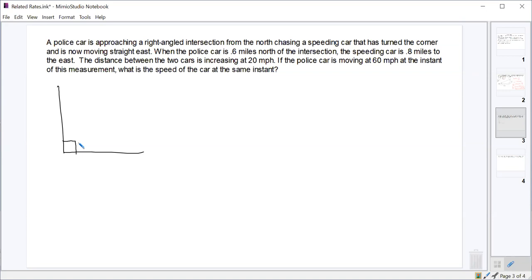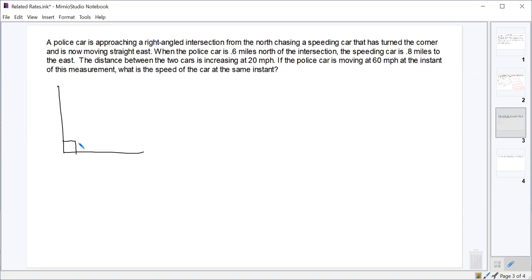Well, if the police car keeps moving, yeah. Right, the police car is moving, so that distance is changing, right? That distance is decreasing. And what about the speeding car that's 0.8 miles to the east? Well, yeah, it's continuing to move, right? It hasn't hit a spike strip and come to a halt, right? It's still moving also. So that's changing. So we'll leave that alone. We won't label that yet.